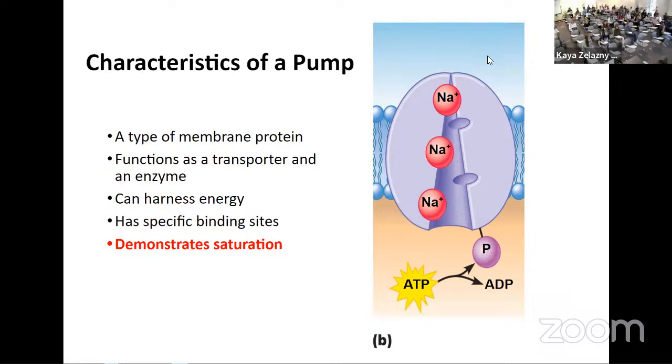And this means because we have specific pockets, like our carrier proteins, we can have these proteins be saturated. So we can have them be full because they only have so much space. That's different than a channel, which is just open as long as it's open. So here we see free sodium binding into the sites for sodium, coming from this intracellular side, and we see the ATP getting broken down, beginning the action of this pump.